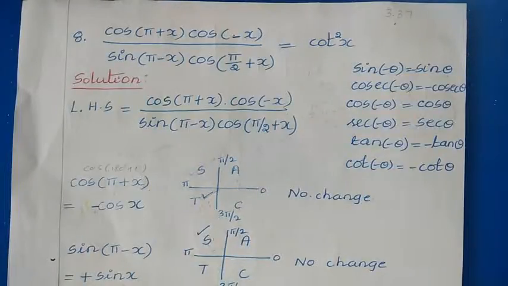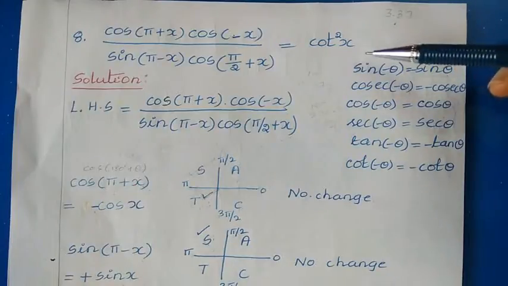In this video, I am explaining the solution of exercise 3.3, question number 8, 9, 10 of chapter 3, trigonometric functions. Cos(pi plus x) into cos(minus x) divided by sin(pi minus x) into cos(pi by 2 plus x) is equal to cot square x. This is the 8th problem.